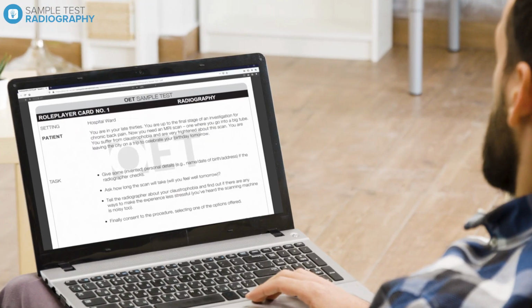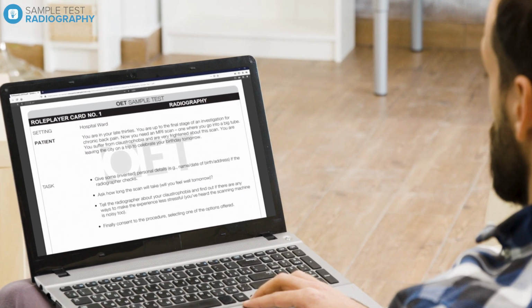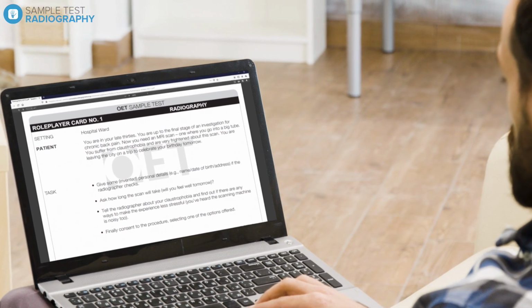There are a number of ways you can practice the role play with a family member, a friend, or a colleague. It's important that you only look at the radiographer's card before you practice so that you are only getting the same amount of information that you do in the test.